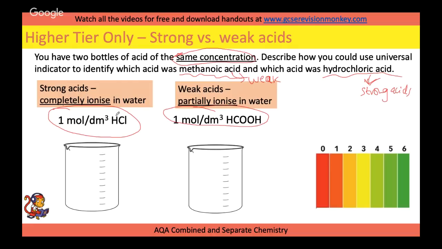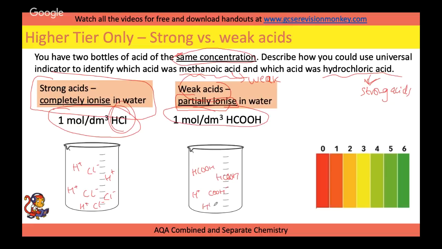we can see differences in the pH, because this is the key words. Strong acids completely ionize in water. That means when you dissolve this in water, all of those split up into their ions. That's what ionize means. So they'll all be split up completely when they're dissolved in the water. Whereas in a weak acid, they only partially ionize in water. What this means is some of the molecules will stay together like so, and only some of them will ionize and split up into their ions.